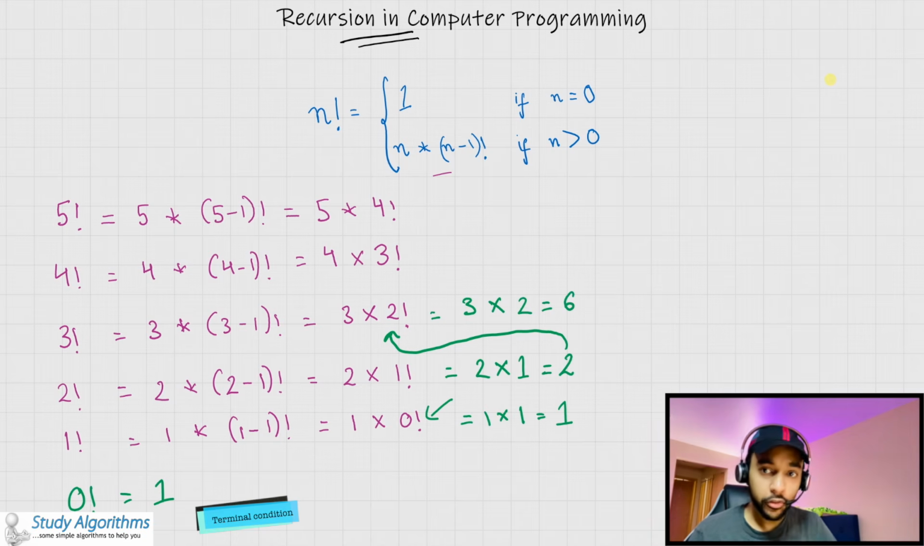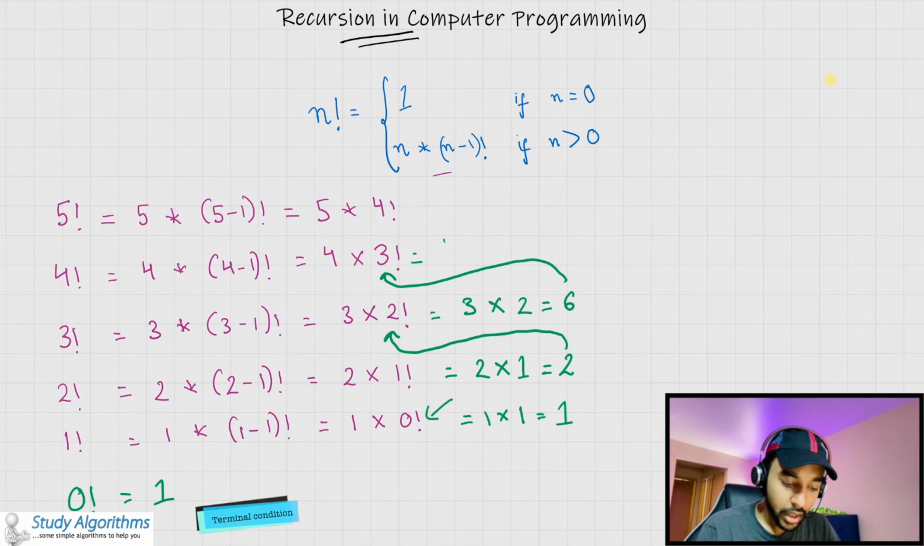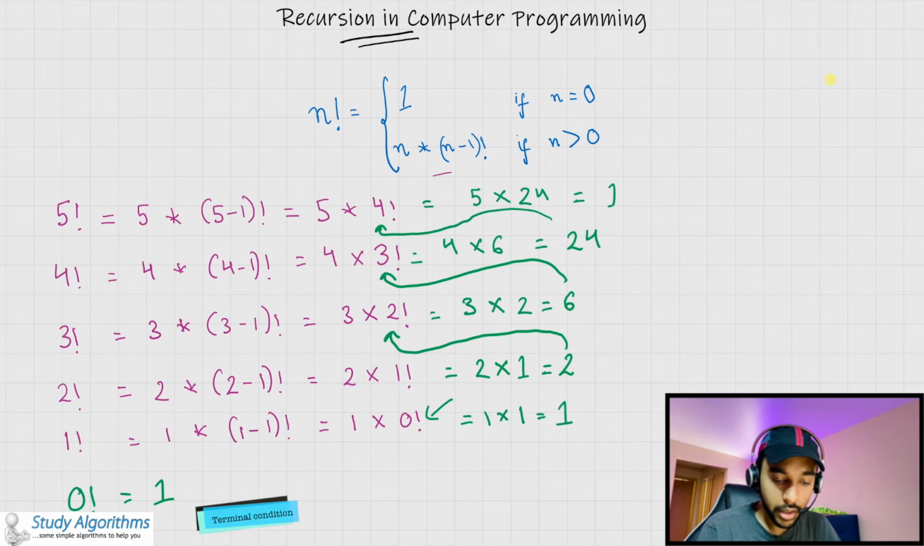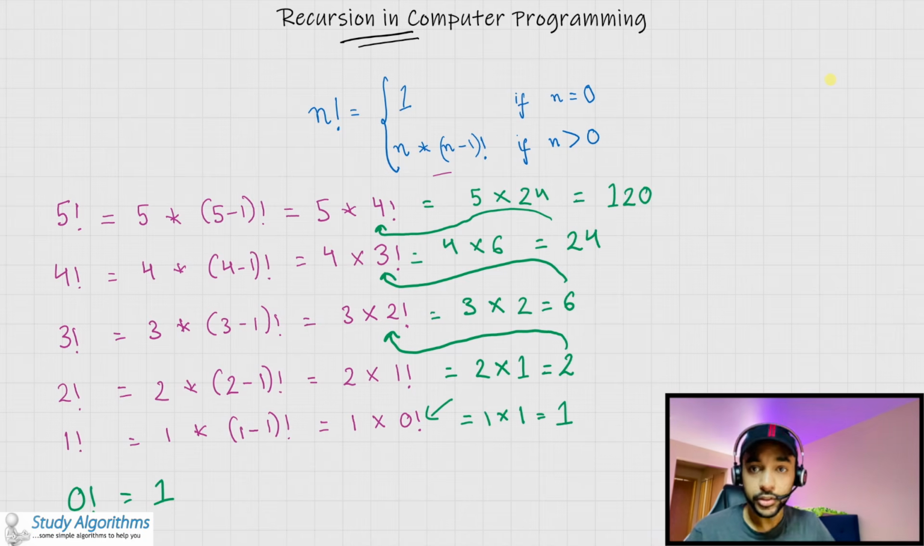Now we have the value of 3 factorial. We can inject this value into 4 factorial. So this would turn out to be 4 into 6 equals 24. Injecting this value for one last time, 5 into 24, which should give you 120. So in this case, 5 factorial is 120, and this is your answer.